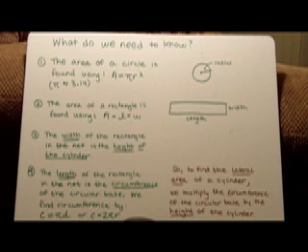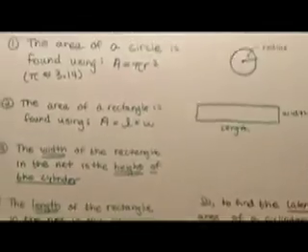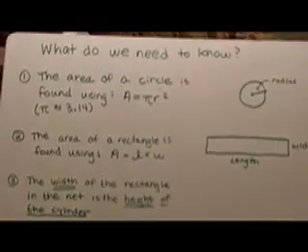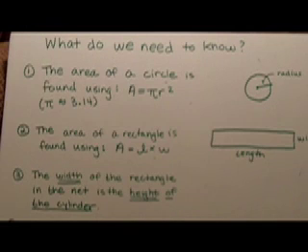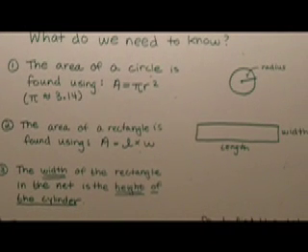So what do we actually need to know to find the surface area of a cylinder? We need to know that the area of a circle is found by using the formula A equals pi r squared. R stands for the radius of the circle, and we know that pi is approximately 3.14. When we find the area of the circular bases, we're halfway done. The next thing we need to know is the area of the rectangle, which will give us our lateral area.